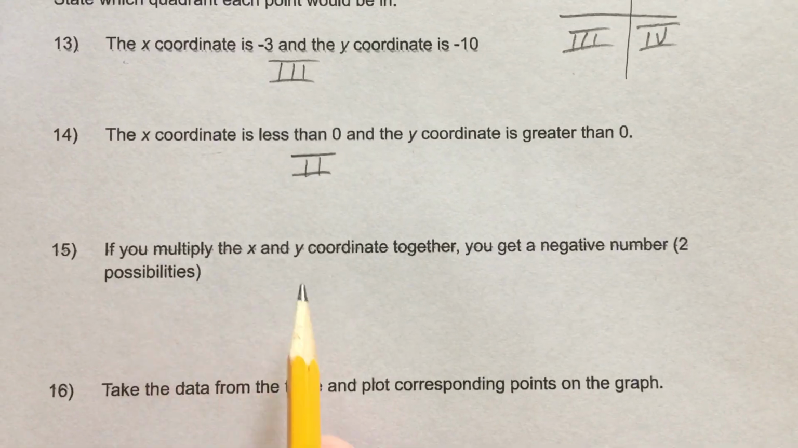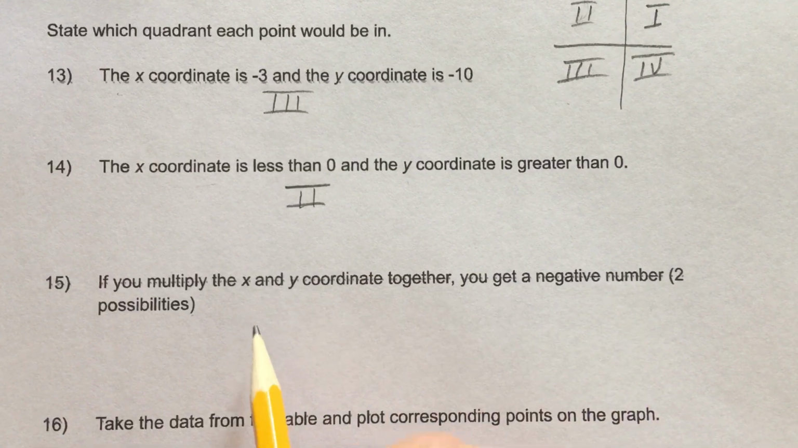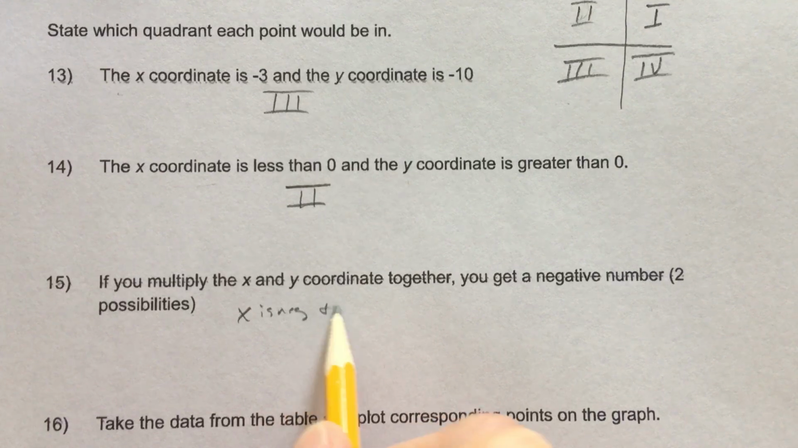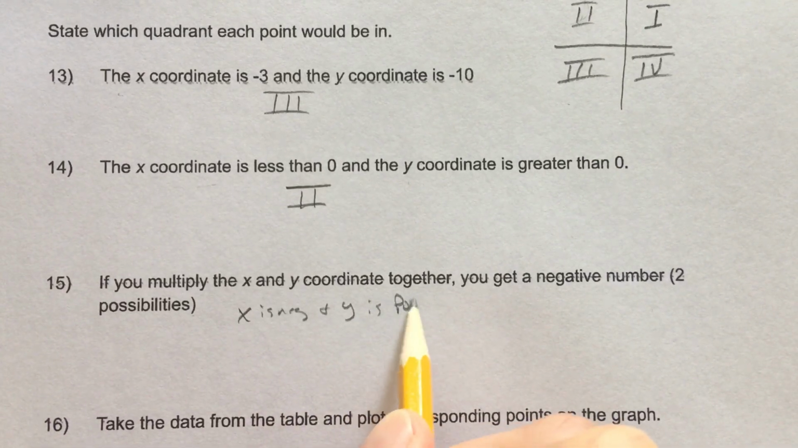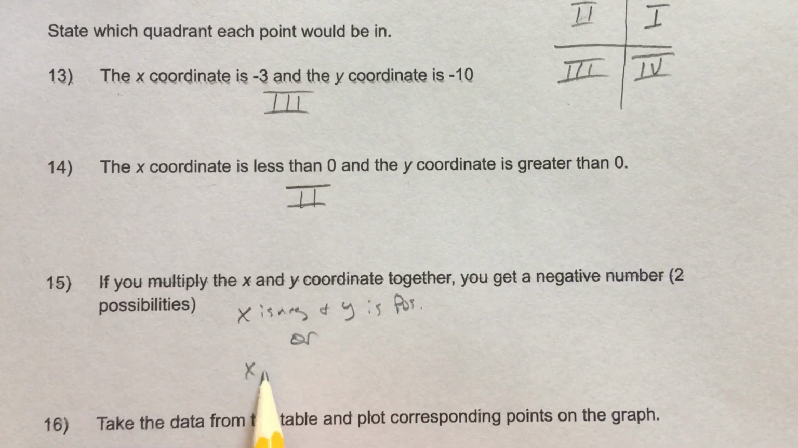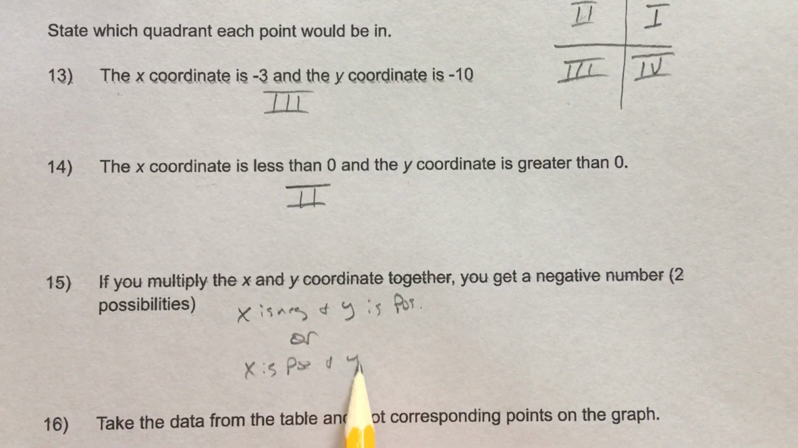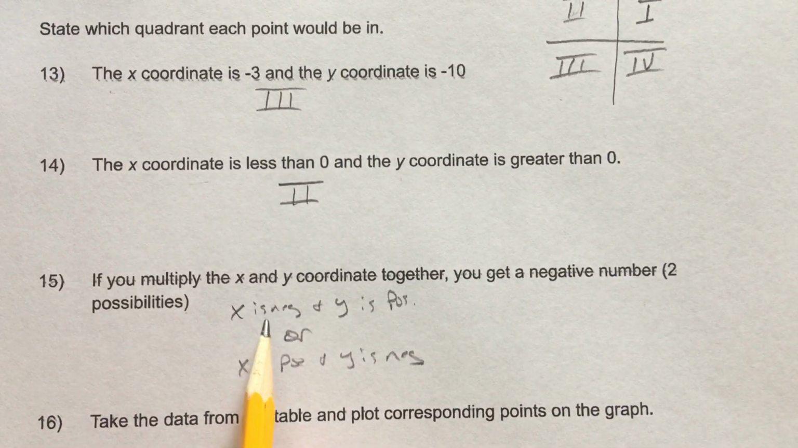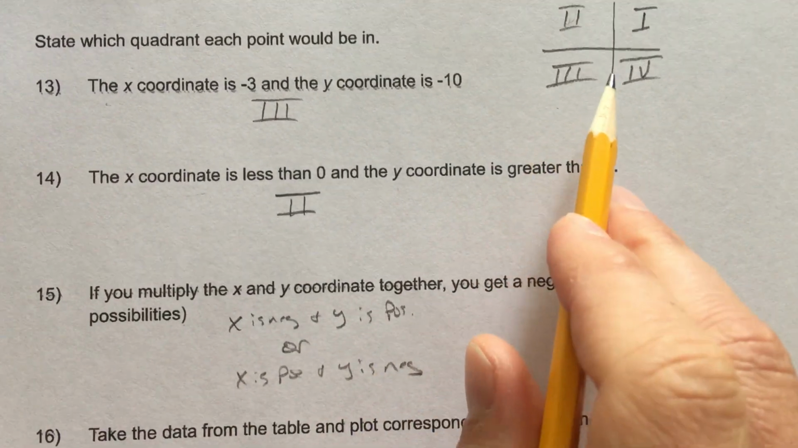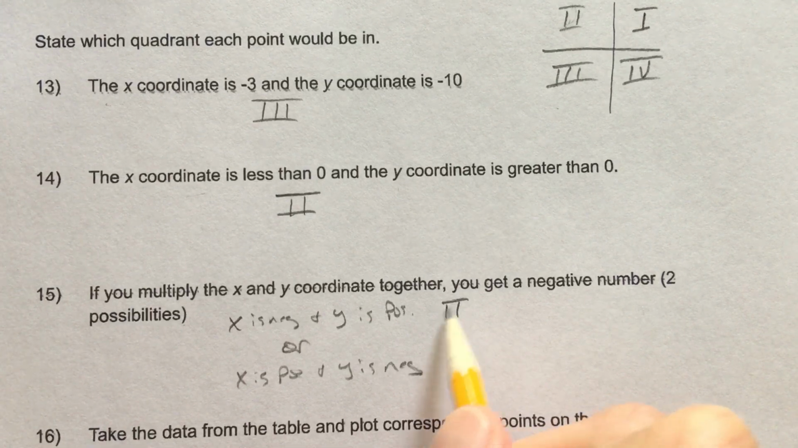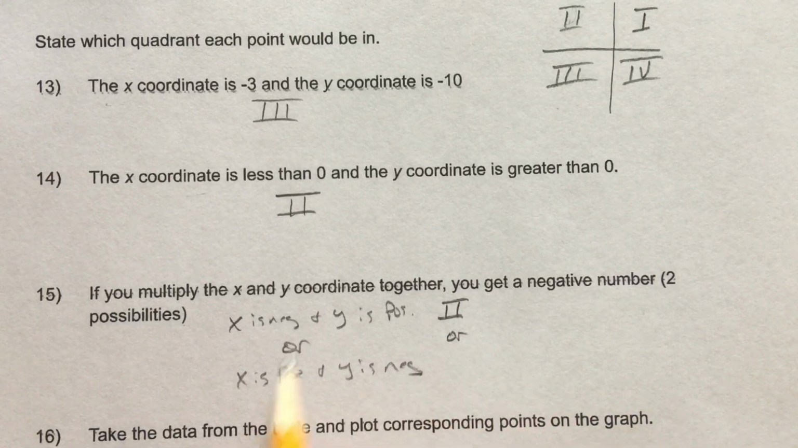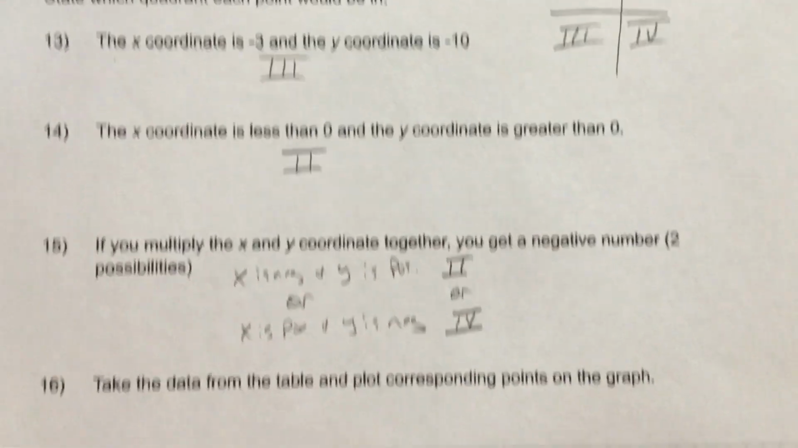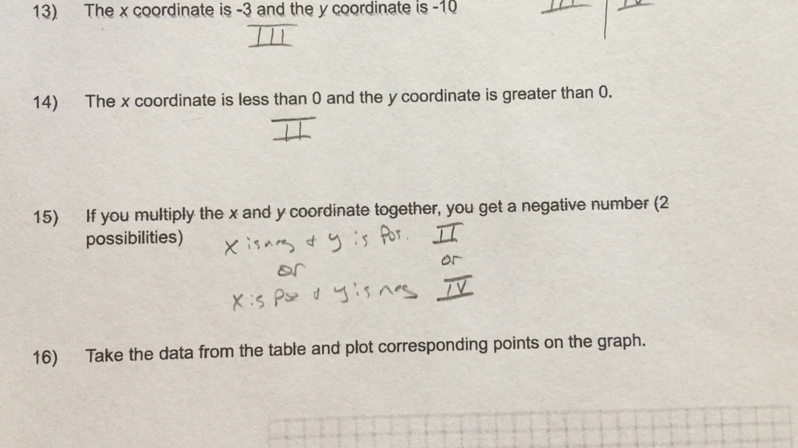And then it says if you multiply X and Y coordinate together, you get a negative number. So that means that either X is negative and Y is positive, or X is positive and Y is negative. One of those has to be positive, one has to be negative. All right? So if X is negative and Y is positive, it means we went to the left and up. That's quadrant 2. Or if X is positive and Y is negative, then we're in quadrant 4. So you should have said 2 or 4 for that one.